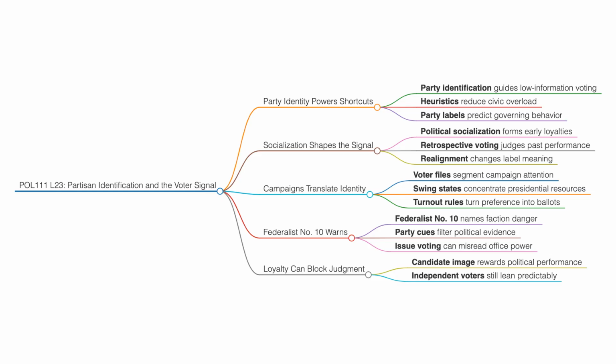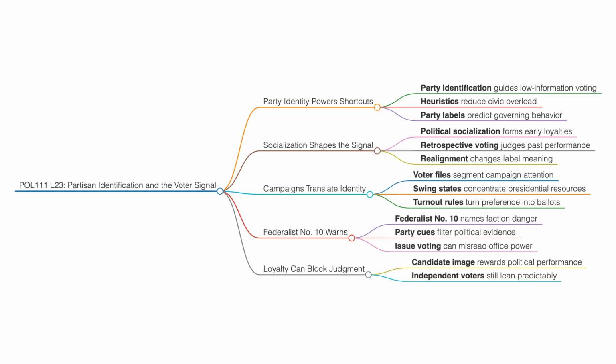That is where the text turns tactical. A party label can serve as a fast cue about judges, taxation, regulation, foreign policy, and governing style. Campaigns, media outlets, and advocacy networks know this, so they repeat the label until it becomes a social signal as much as a policy signal. The word on the ballot carries accumulated coalition meaning from church networks, labor history, cable news, neighborhood culture, and family memory. The signal is efficient because so much prior sorting sits behind it.